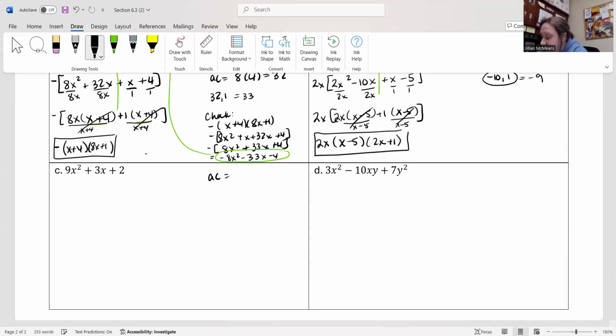So A times C is 9 times 2, or 18. So we need factors of 18 that are both positive or both negative. We need a sum of 3, so we can look at just positive factors. But let's just list all the factors here just to be safe.